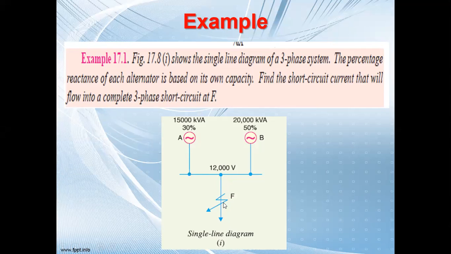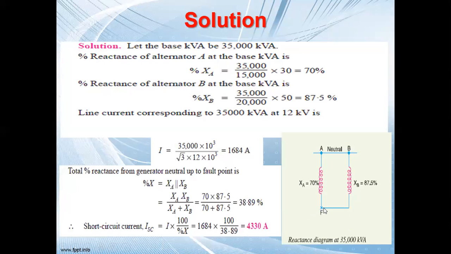Now, fault has occurred here. When the fault has occurred, it means there is a short circuit. So these two points are shorted. What will happen finally? These two reactances are connected in parallel, yes or no? So the percentage X will be XA parallel with XB. If you substitute and calculate, you are getting 38.89%. This is the total percentage reactance.